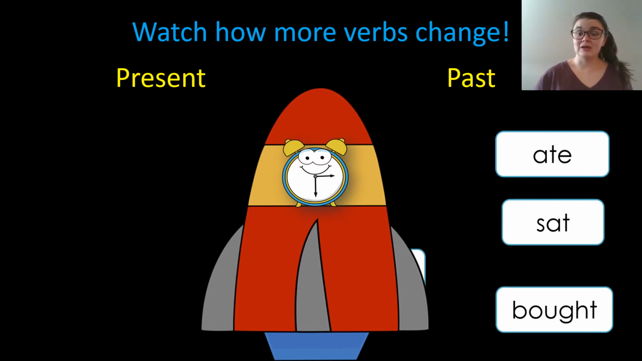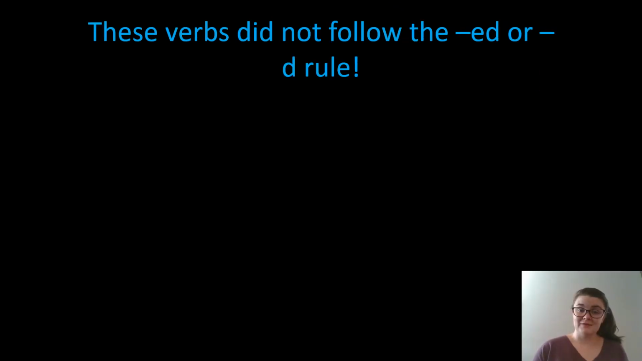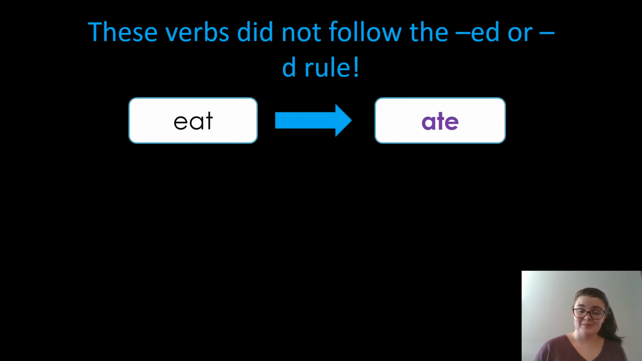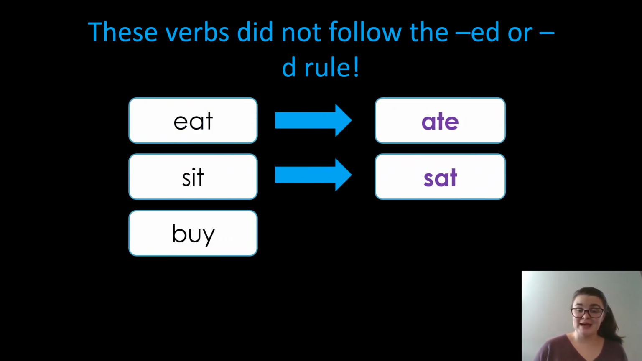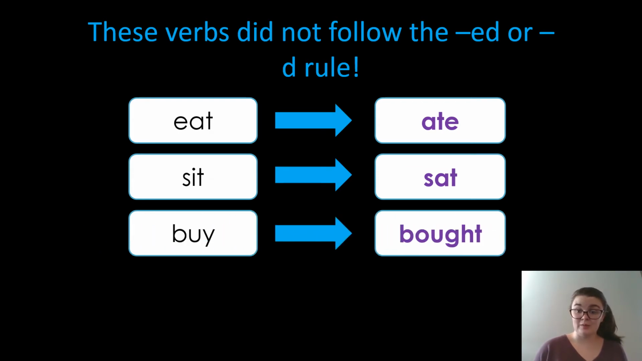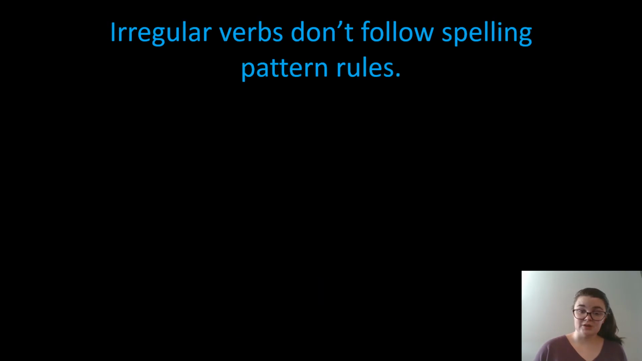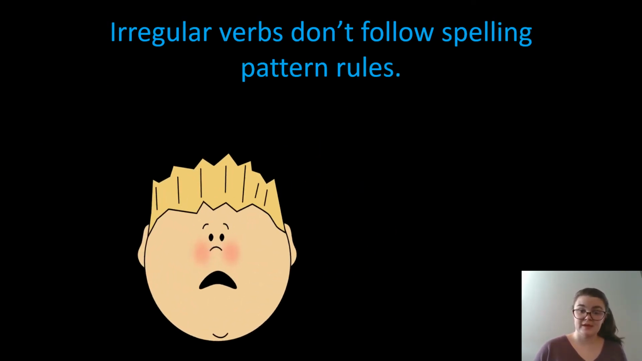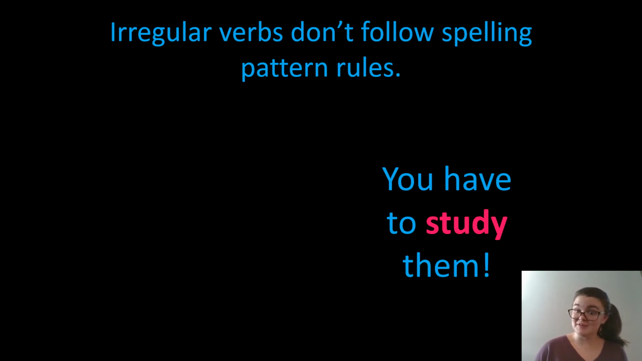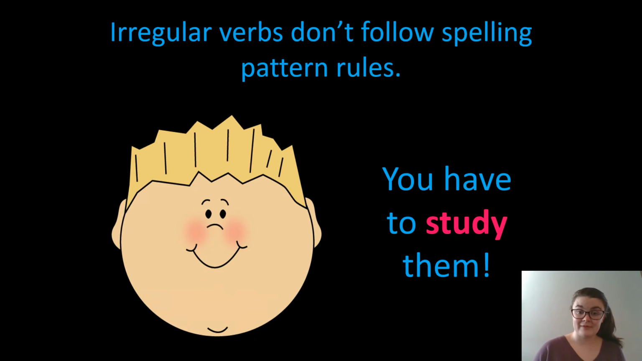These are called irregular verbs because they do not match the others. These verbs do not follow the ed or d rule. Eat became ate, sit became sat, and buy became bought when we switch them to the past tense. We call them irregular verbs. Irregular verbs don't follow spelling pattern rules. You have to study them to figure them out, so we have to be using our noodles to figure them out.